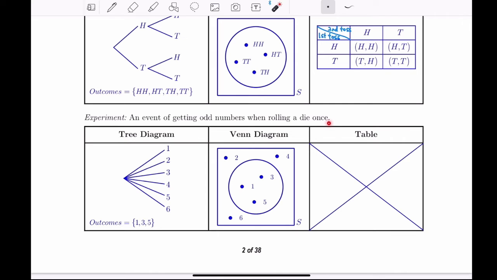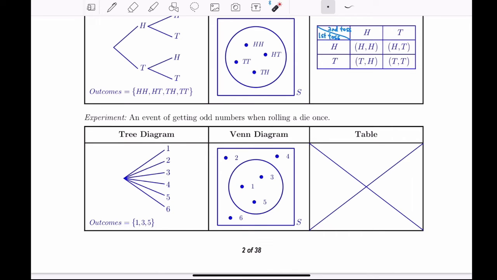Okay, next, the experiment of getting odd numbers when rolling a die once. We know that when we roll a die, the outcomes are 1, 2, 3, 4, 5, and 6. But the event of getting odd numbers, nombor ganjil, is number 1, number 3, and number 5. So the possible outcomes of getting odd numbers are 1, 3, 5. Okay, so this is a tree diagram. Okay, there are 6 possible outcomes.